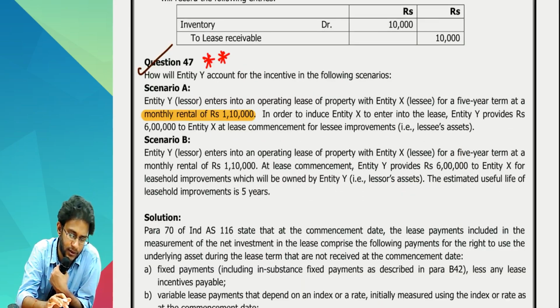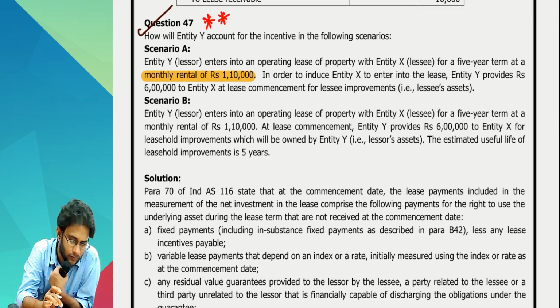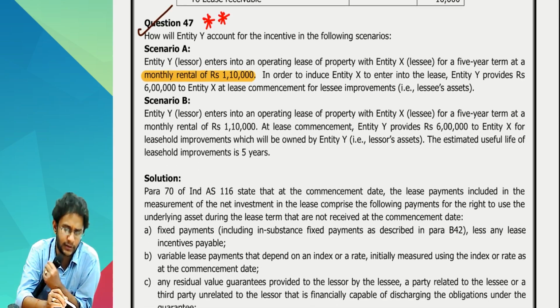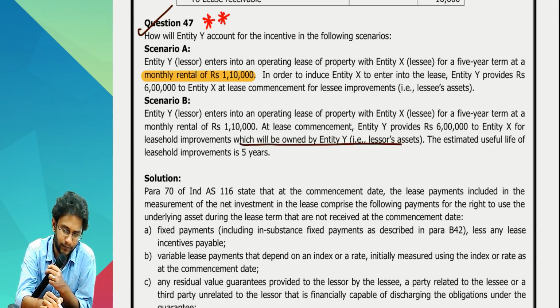There is another question. Scenario B. Entity Y enters into an operating lease of property with entity X for a 5 years term, monthly rent 1,10,000. At lease commencement, Y provides 6 lakhs to entity X for leasehold improvements, which will be owned by entity Y. Here there is a difference, sir. And the useful life of leasehold improvement is 5 years.